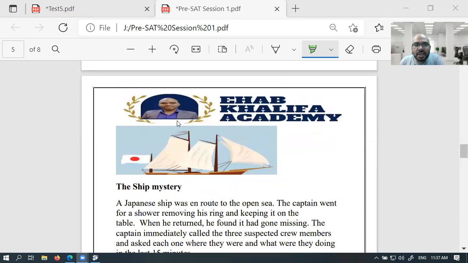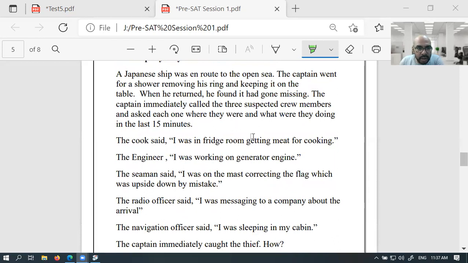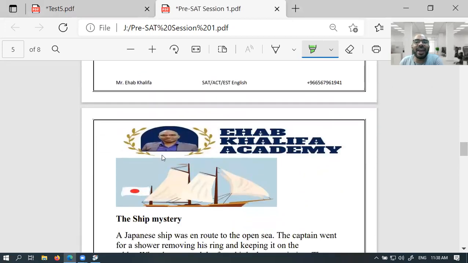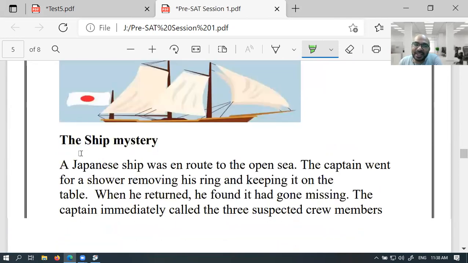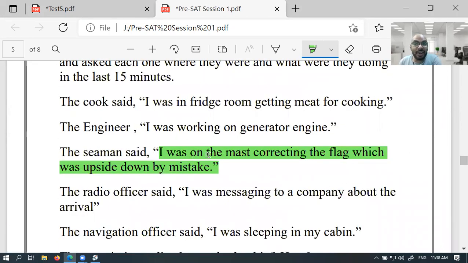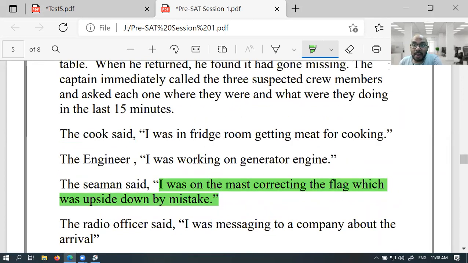Saeed. See, guys, see what the seaman said. The seaman said, I was on the mast correcting the flag, which was upside down by mistake. What, upside down? This is a Japanese flag. See? The Japan flag. If it's upside down, it's the same. It's not a big issue. It is the same upside down. So he was telling lies, then he is the suspected person.